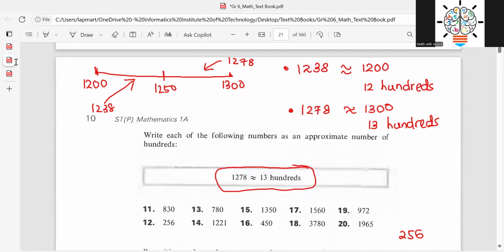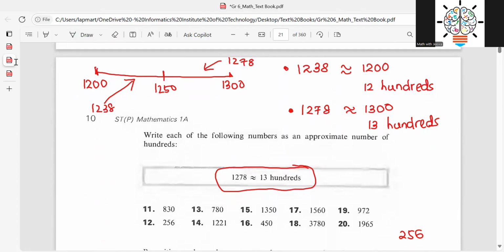So then here you just look at 1,278 and 1,300, right? So what does that mean? 1,200 and 1,300. Exactly in the middle, what do we have? 1,250, right? So if I'm talking about 1,238, which is less than 1,250, definitely it will be closer to 1,200. That means 1,200.